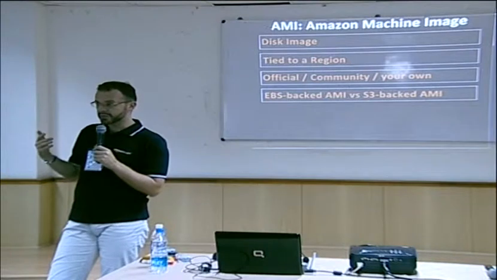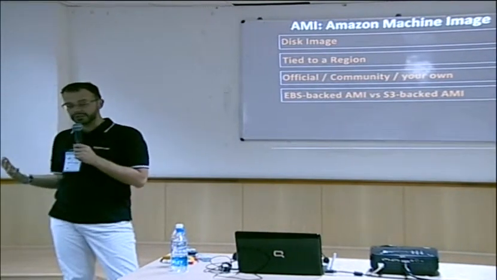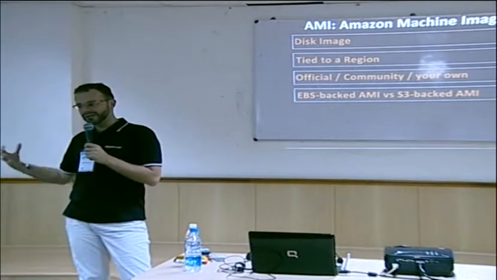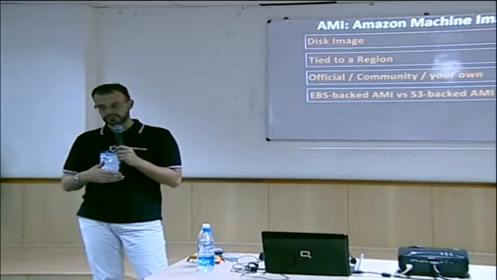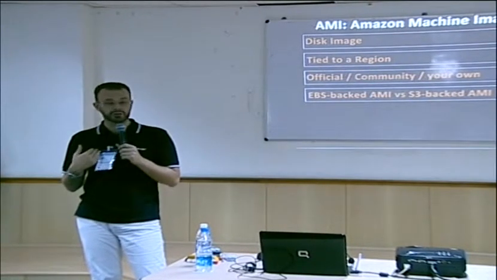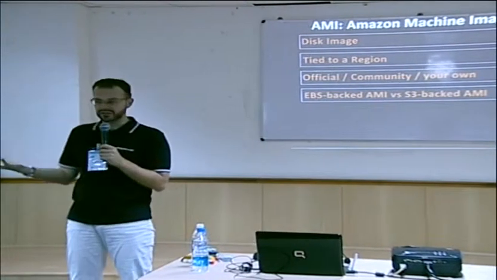I want to spend a couple minutes on the concept of Amazon Machine Image. So what happens when you launch a server is that you have to select a disk image to start with. This could be an Amazon official image. This could be a community image. So someone created the image and made it available for you to use. Or maybe just your own images. But you need a disk image to start with.